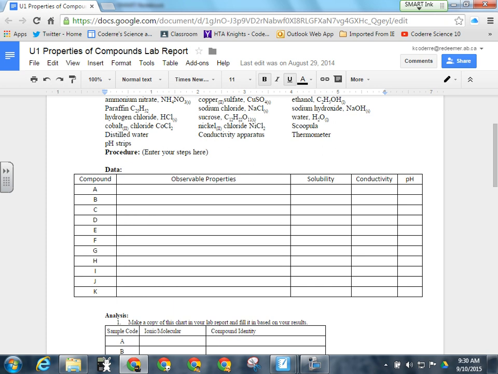If you put in observable properties: blue, solid, solubility, yes, you're probably not going to do very well in that part. Let's be descriptive there. And like I said, the compounds are just going to be labeled with a letter on the beaker.